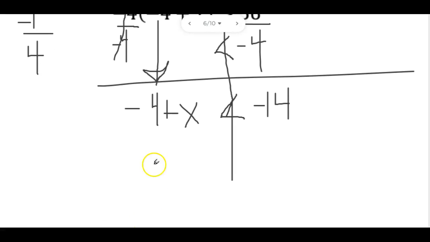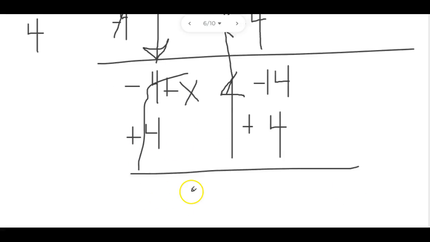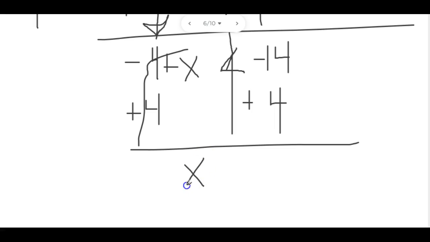Now we're going to use additive inverse. We're going to add 4 to both sides. This gives me a 0 pair. I'm left with x, and negative 14 plus 4. You have a negative 14 and you're adding 4 to that. That's going to be a negative 10.